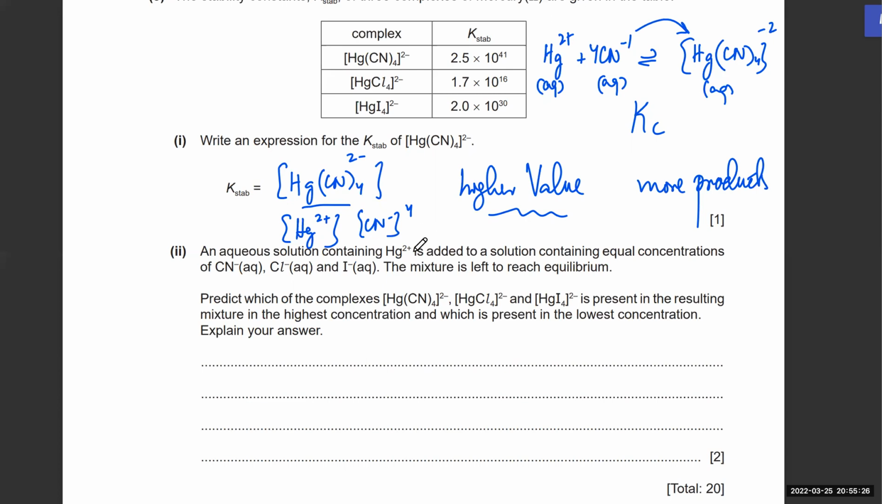An aqueous solution containing Hg2+ is added to a solution containing equal concentrations of CN-, Cl-, and I-. The mixture is left to reach equilibrium. When you add all of these ligands, remember, a higher value indicates more products. Which one has the highest value? It's the first one, right? So this has the highest probability of getting formed. Predict which complex is present in the highest concentration and which in the lowest. This has the highest K stability value, so it is the highest, and this one would be present in the lowest concentration because it has a lower value, so there's less chance of the products forming.